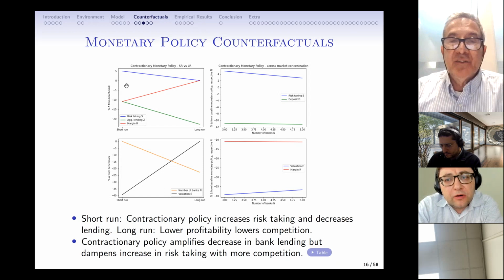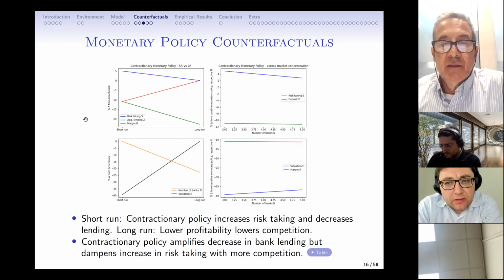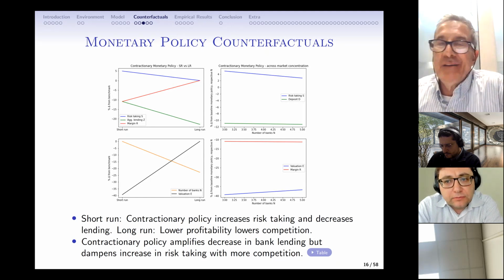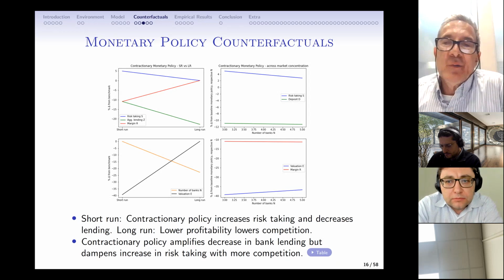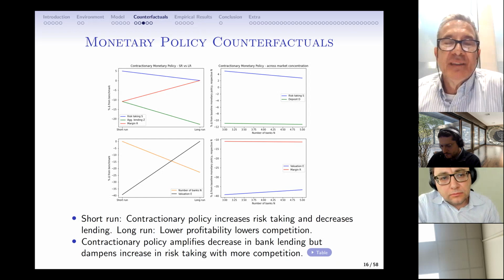But then when you say exit, you don't mean bank run. It's just endogenously, like less entry. Exactly. Yeah. This doesn't have the bank run.